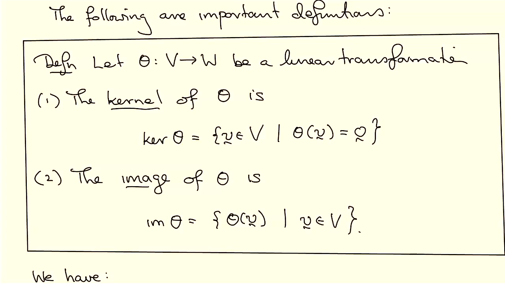And what the proposition below is saying is that the kernel is a subspace of the domain, and the image is a subspace of the codomain. Okay. So they're not just subsets, they're very importantly subspaces.